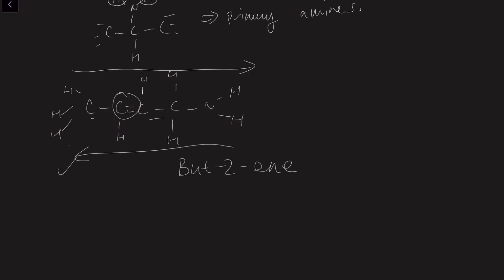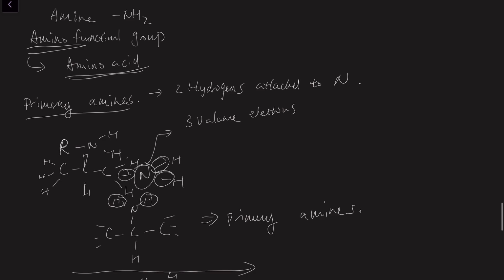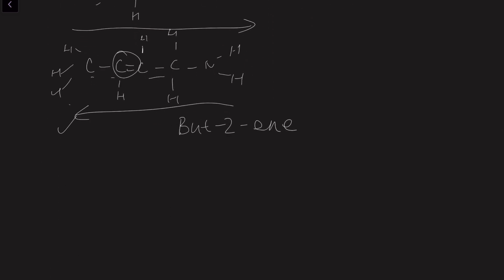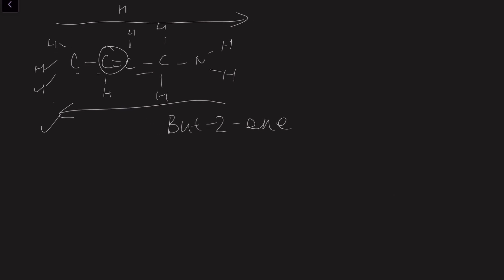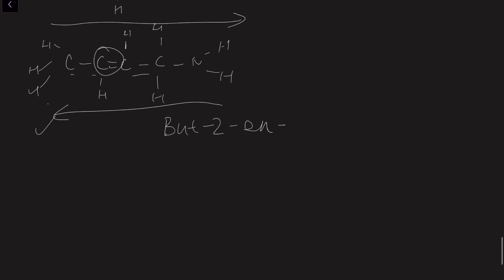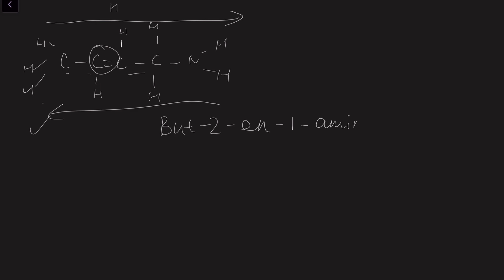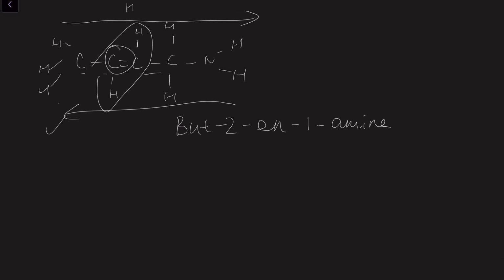But here, because we also have the amino functional group, we need to drop the E. And what we do is we assign the position of the functional group. So it's on carbon number 1. And then we state which functional group it is, the amine functional group, or the amino functional group. Also, we have this trans arrangement. So the name is trans-but-2-en-1-amine.